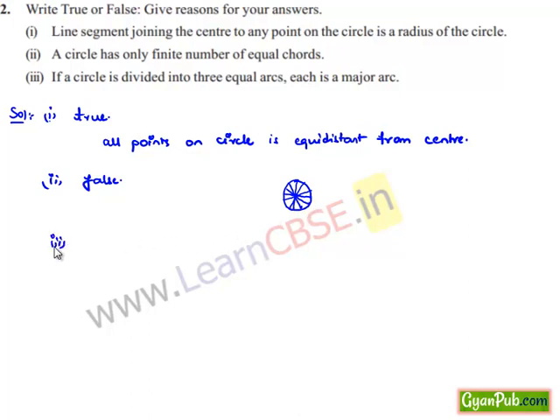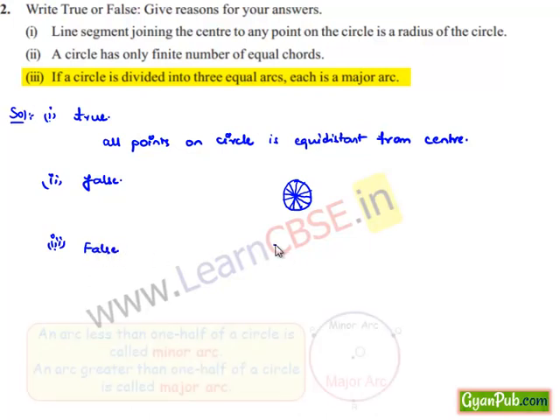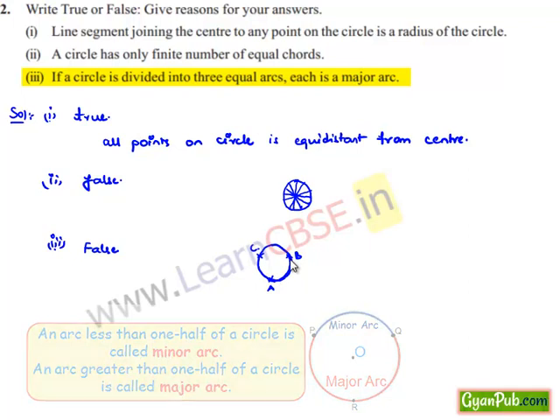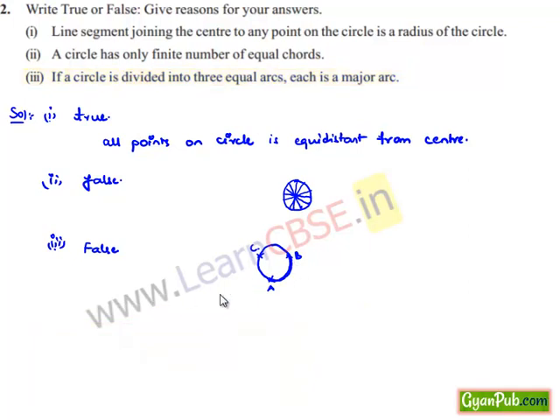Now moving on to the third bit. If a circle is divided into 3 equal arcs, each is a major arc. That is false, because if we consider a circle divided into 3 equal arcs, that is AB, BC and CA. If we consider AB as the arc, then the other arc, that is ACB, will be the major arc, but AB, AC and CB can't be major arcs individually.